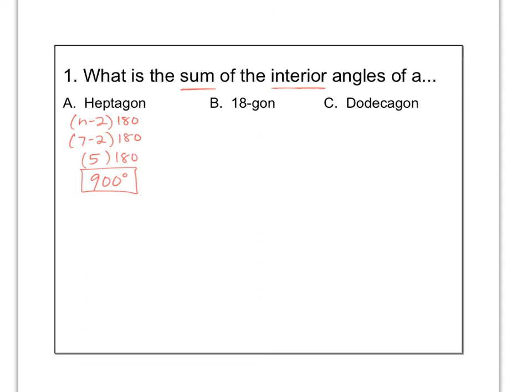Next, we have an 18-gon. So we do 18 minus 2 times 180, which is really 16 times 180. And then you're going to have to grab your calculator and type in 16 times 180. And when I did it, I got 2,880 degrees. That's a lot of degrees. Okay, try part C. Go ahead and pause the video and try part C.